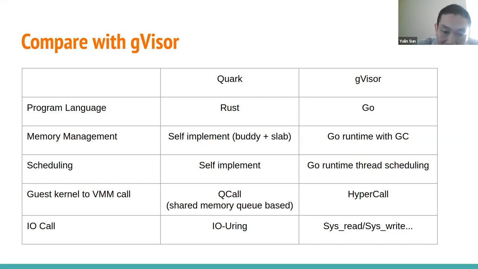In the KVM-based virtual machine, one host thread maps to one virtual CPU, and then we have multiple kernel threads. We need to do scheduling between this virtual CPU and the host guest kernel. In the gVisor implementation, it's based on the Go runtime thread scheduling. And in Quark, we implement our own scheduling, optimized for the io_uring call and the queue call.